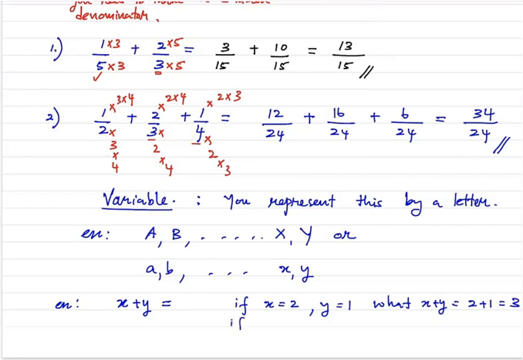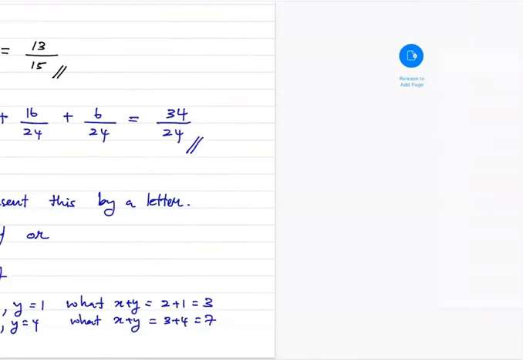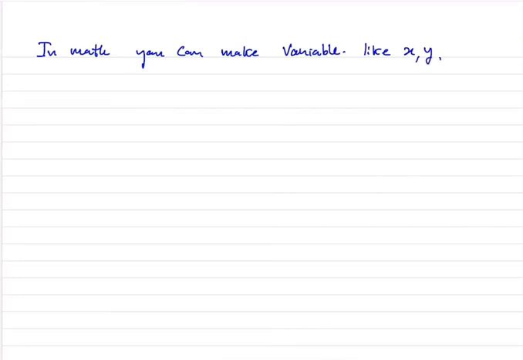Now again, if X is equal to 3, Y is equal to 4, now what is X plus Y? 3 plus 4, 7, right? So that means in math, you can make variables like X comma Y. X can be any value and Y can be any value.